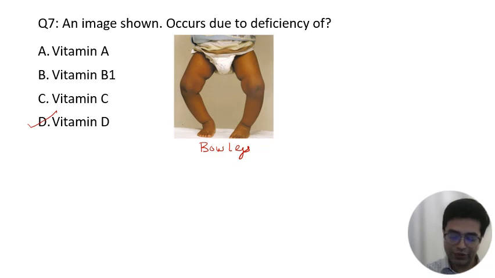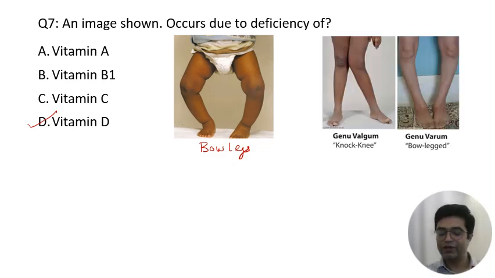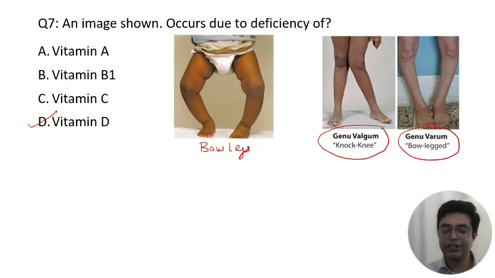So there are two things that you should remember for future exams. You have genu valgum and you have genu varum. Valgum में knock knee होता है. Both the knees are touching each other. Valgum, gum. Gum means the knees tend to stick together. Gum knees को जोड़ देता है. They tend to stick together.